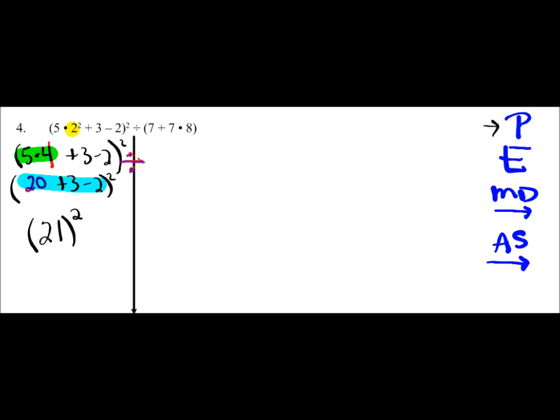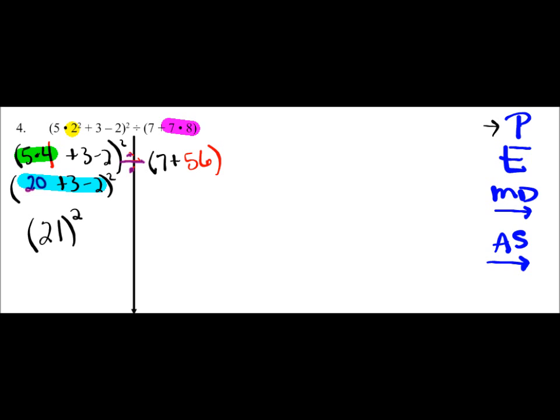So first thing I'll look for is, are there any exponents inside? Nope. Are there any multiplications or divisions? Yes, there are. 7 times 8. 7 times 8 is 56. So I'll write everything down that I'm not using, which means I had the 7 that was out front, and the 7 times 8 became 56. I've done my multiplication and my division inside that second parenthesis.